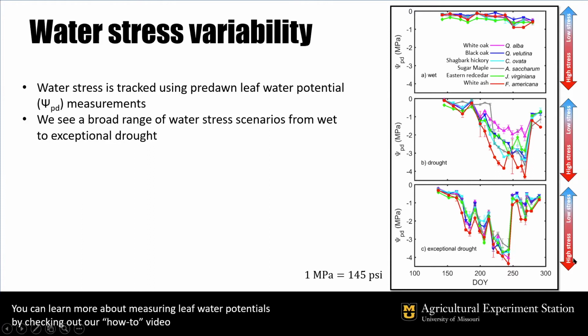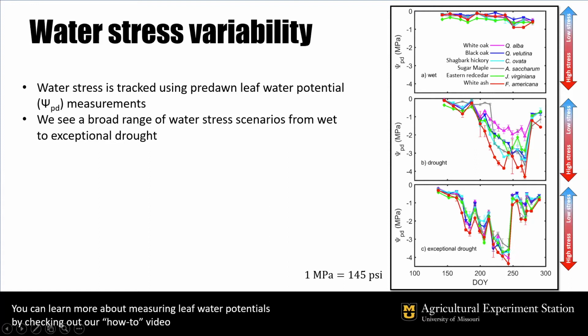In each panel, the way you interpret these numbers is such that when the values are close to 0 here at the top of the panel, that's indicative of very low water stress, or no water stress, I should say. And as we decrease in pre-dawn leaf water potential, that's indicative of increasing stress. And down here at -4 megapascals, that is very, very stressed indeed.